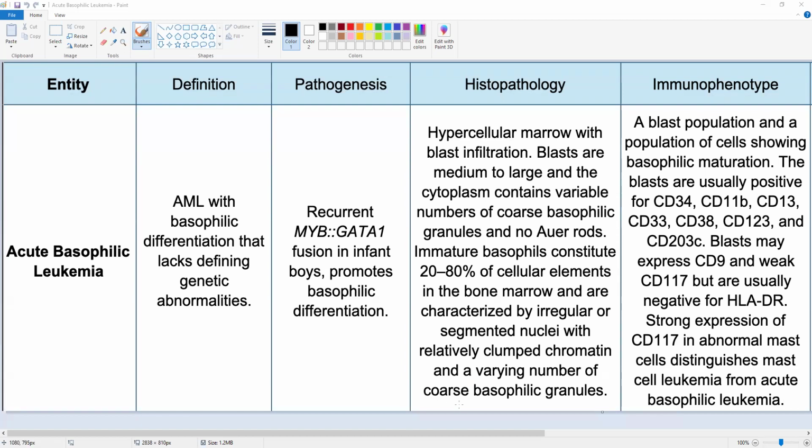Morphologically, it is characterized by hypercellular marrow with blast infiltration. The blasts are medium to large in size, and the cytoplasm contains a variable number of coarse basophilic granules and no Auer rods. Immature basophils constitute about 20 to 80% of the cellular elements in the bone marrow and are characterized by irregular or segmented nuclei with relatively clumped chromatin and varying number of coarse basophilic granules.